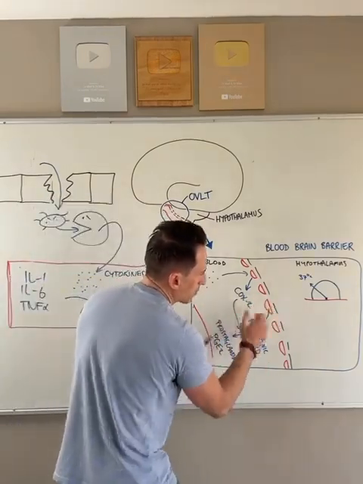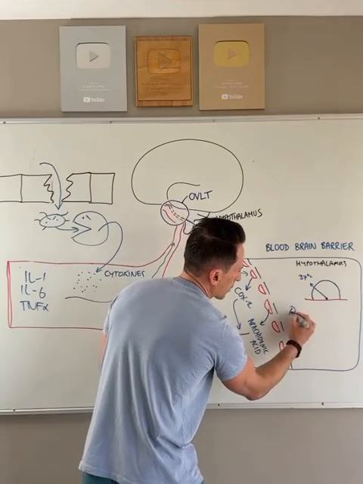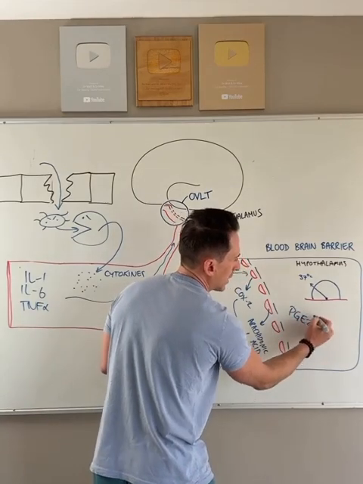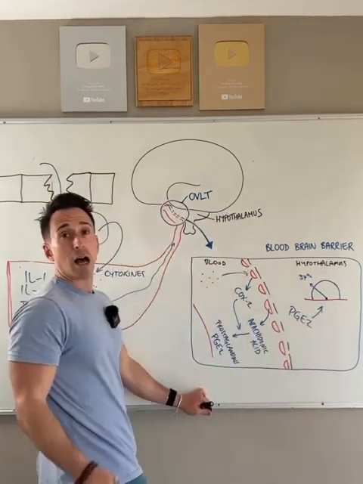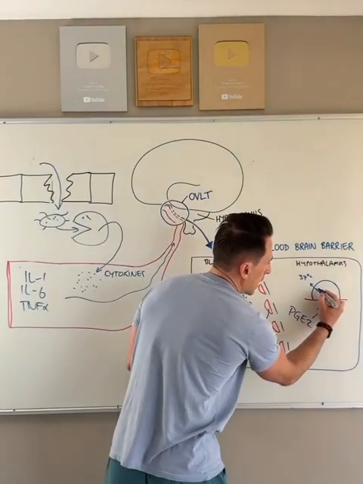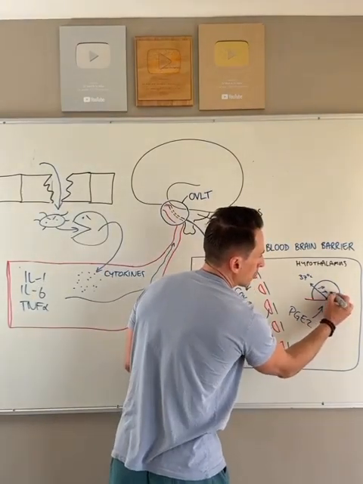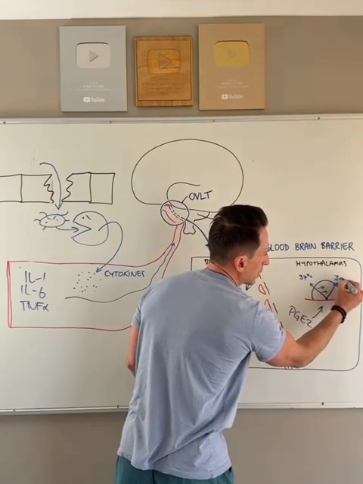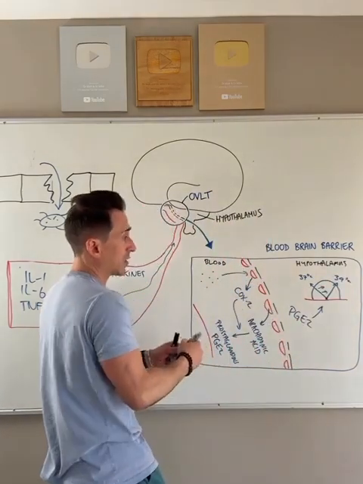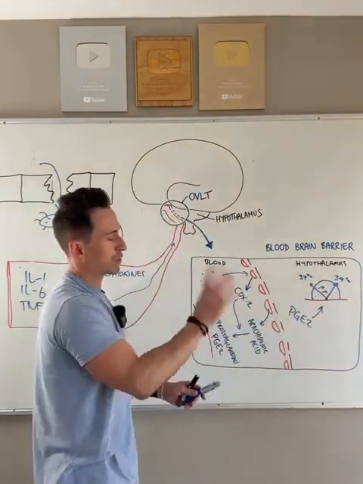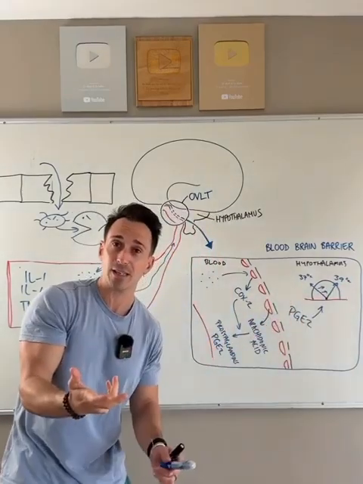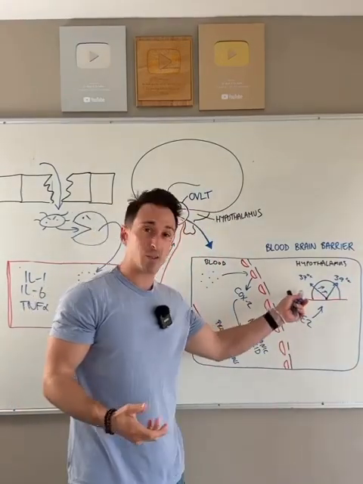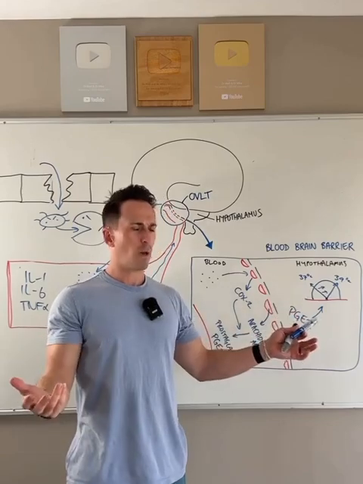PGE2 moves through that blood-brain barrier, gets into the hypothalamus, and what PGE2 does is it goes to that thermostatic set point and says, hey, 37's too low. I want a new set point at, let's say, 39 degrees Celsius. So once it's set at 39 degrees Celsius and your body temperature is actually 37, it goes, hey, wait, it should be 39.